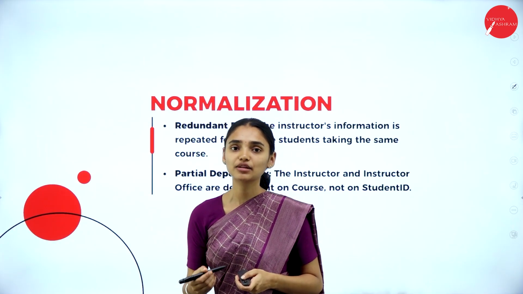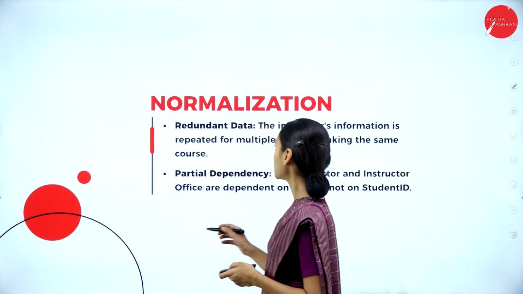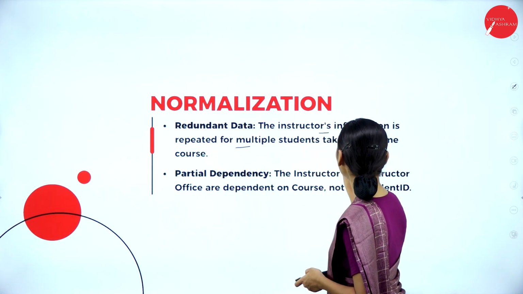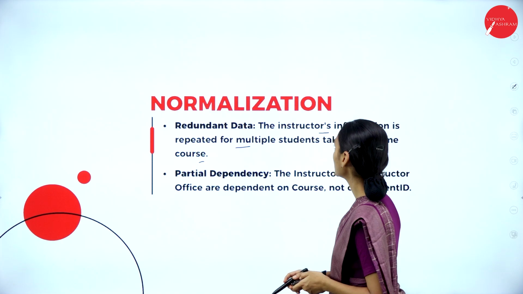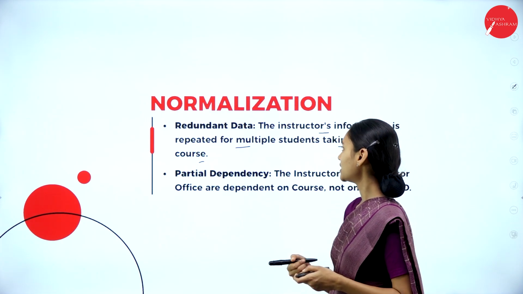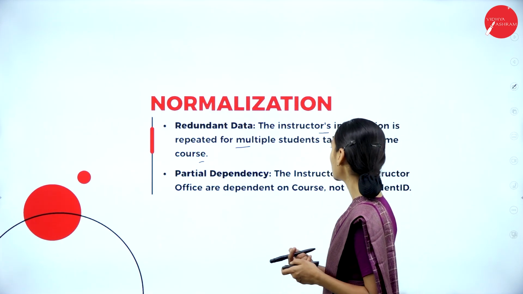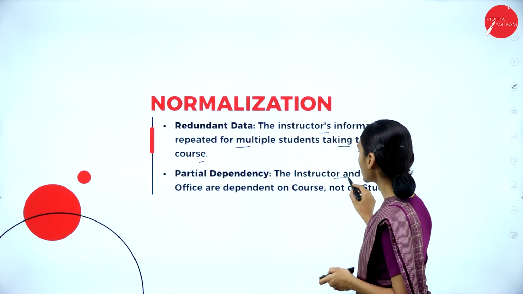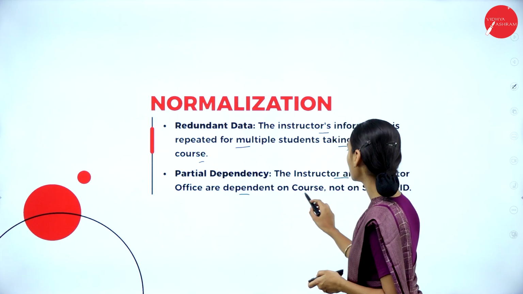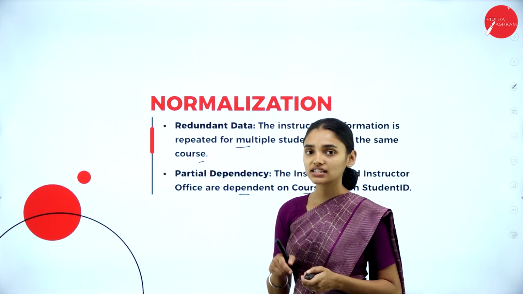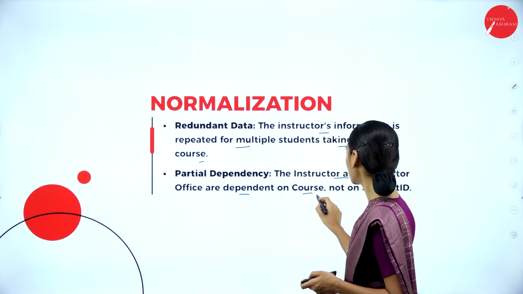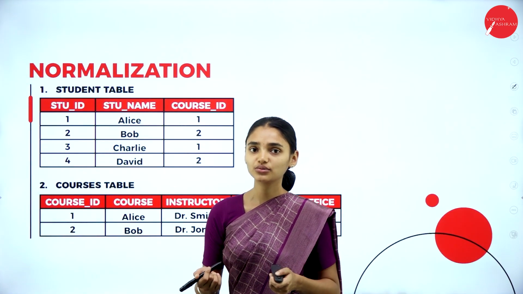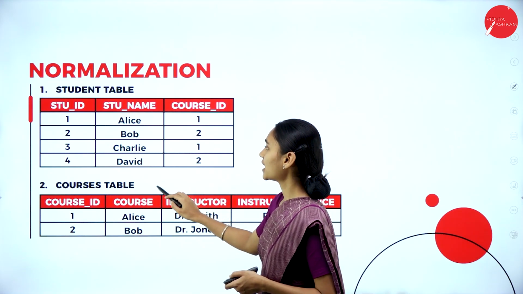Now converting this table into third normal form, first we see the instructor information is repeated for the multiple students taking the same courses. And here is a partial dependency. The instructor and the instructor office are dependent on the courses and not on the student ID. So if we divide that table into two tables, we get student table and course table.